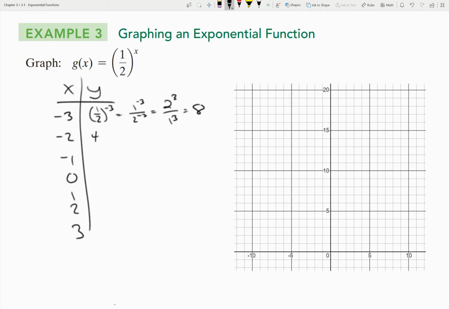So this would be our 4. That's our 2. Anything to the 0 power is 1. 1/2 to the first power is 1/2, 1/4, 1/8. So you can see that this graph behaves the opposite, 8 and then 16. Whoops, 16 goes right there at 3.